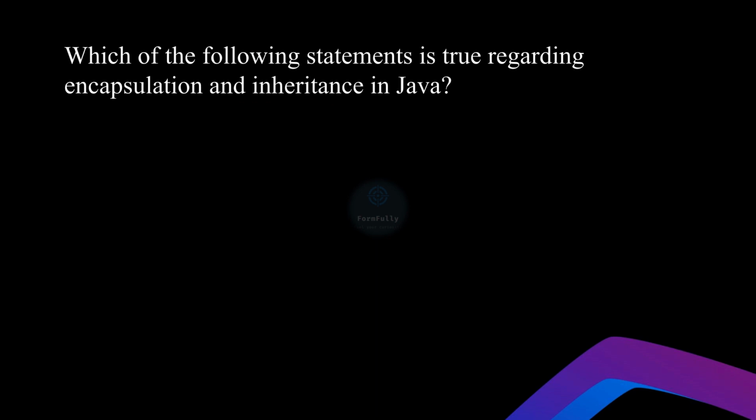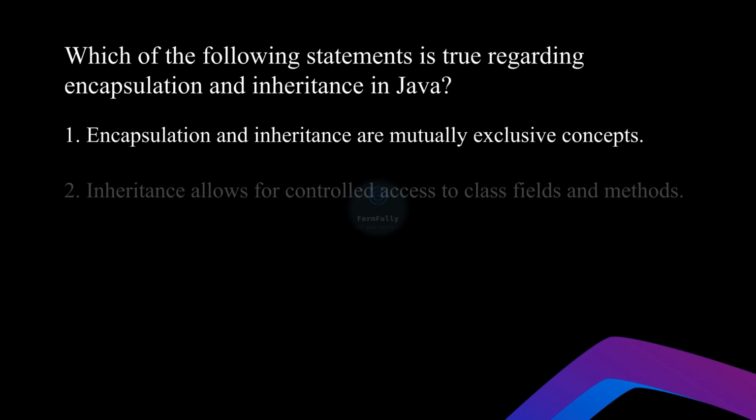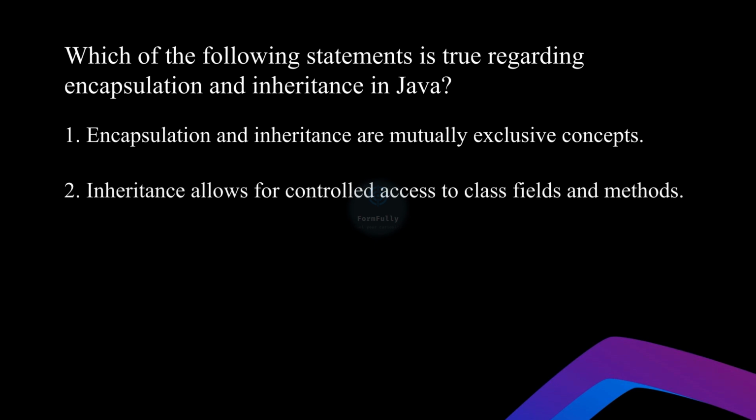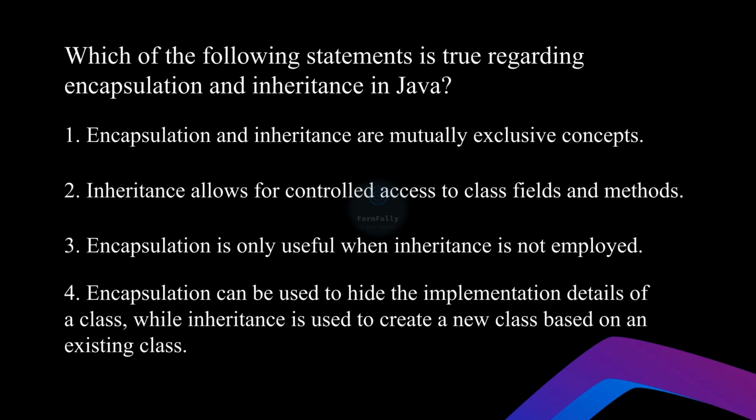Next question. Which of the following statements is true regarding encapsulation and inheritance in Java? Encapsulation and inheritance are mutually exclusive concepts. Inheritance allows for control access to class fields and methods. Encapsulation is only useful when inheritance is not employed. Encapsulation can be used to hide the implementation details of a class, while inheritance is used to create a new class based on an existing class.